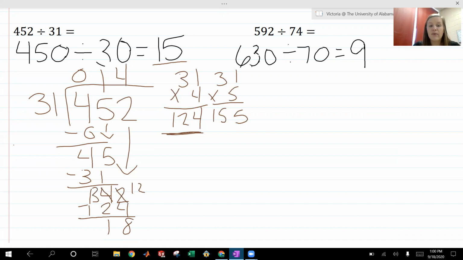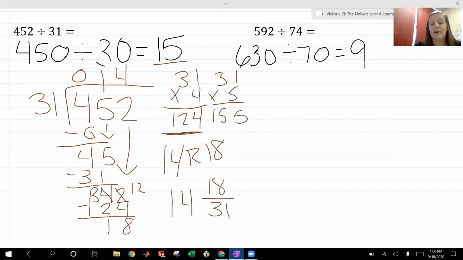What do I do with that number at the bottom, because I don't have any more numbers to bring down? That's right, guys, it's my remainder. And we learned yesterday that I can write that as 14 and 18 out of 31 left over. So was our estimate of 15 too high or too low for our actual answer of 14 and 18/31, or 14 with the remainder of 8? It was too high, right? But it was really, really close. That was a great estimate that they gave us.